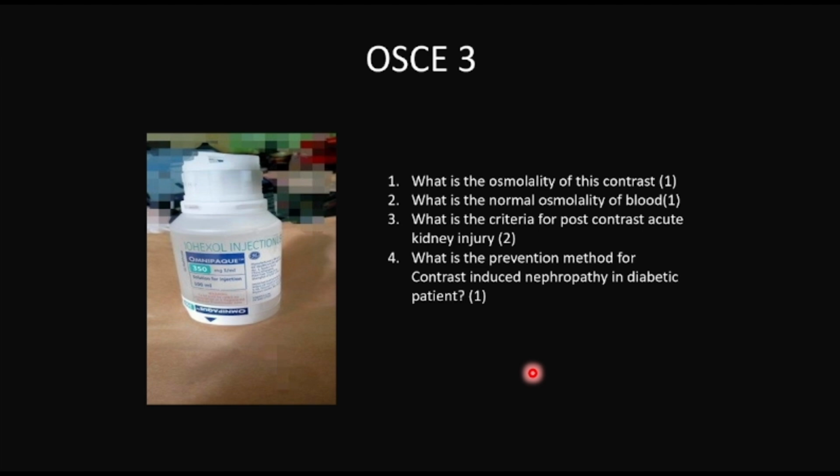What is the preventive method for contrast-induced nephropathy in diabetic patients? So, the only preventive method in diabetic patients is to avoid metformin. Specifically, when they have asked for diabetic patients, you cannot generalize the preventive methodology. Avoiding metformin is the specific technique or specific answer.